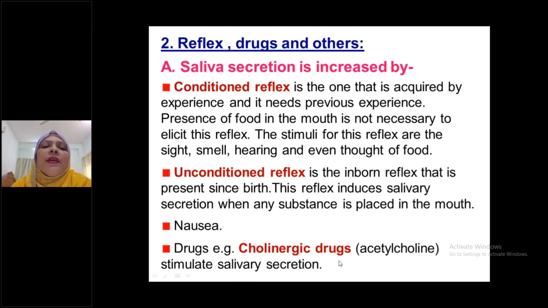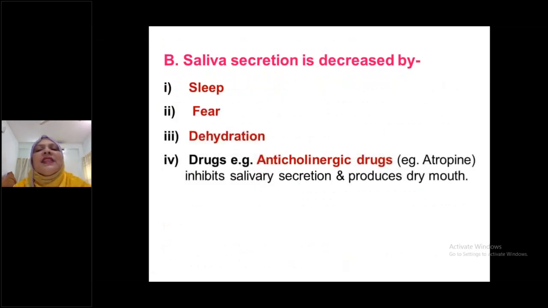So saliva secretion is increased by, firstly, conditioned reflex, number 2, unconditioned reflex, number 3, nausea, number 4, drugs, that is cholinergic drugs, that is acetylcholine. Now, saliva secretion is decreased by, saliva কখন কমে যাবে? By sleep. During sleep salivation কিন্তু কমে যাচ্ছে. Fear, if you তুমি যদি ভয় পেয়ে যাও, fearness কি হবে? Decrease salivation.